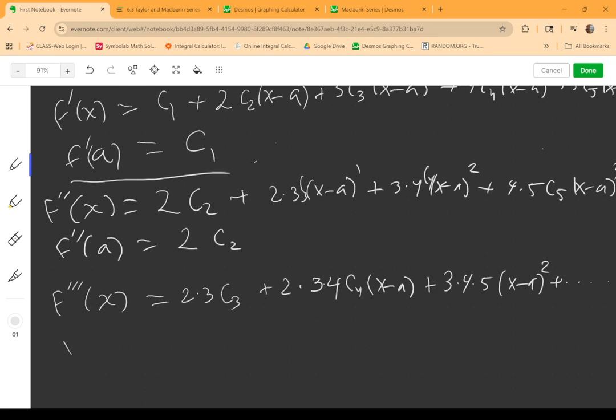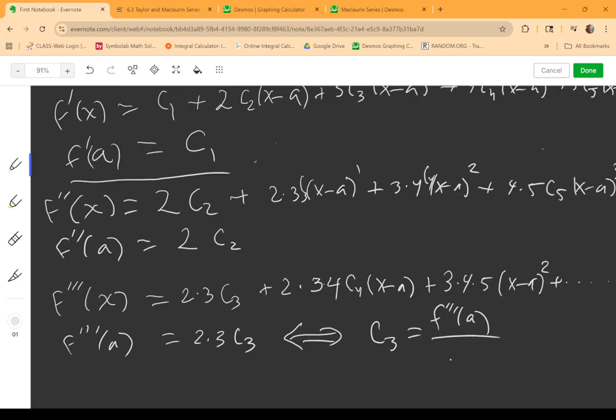And then we'll do the same thing here. F triple prime at a gives me 2 times 3 c3. Now solving for c3, we get c3 is equal to the third derivative at a, which is a constant, a function value, all over 2 times 3. Now, one thing to notice is that if I add this 1 here, I don't change the value, it's just multiplication by 1, but I can start to see a pattern.